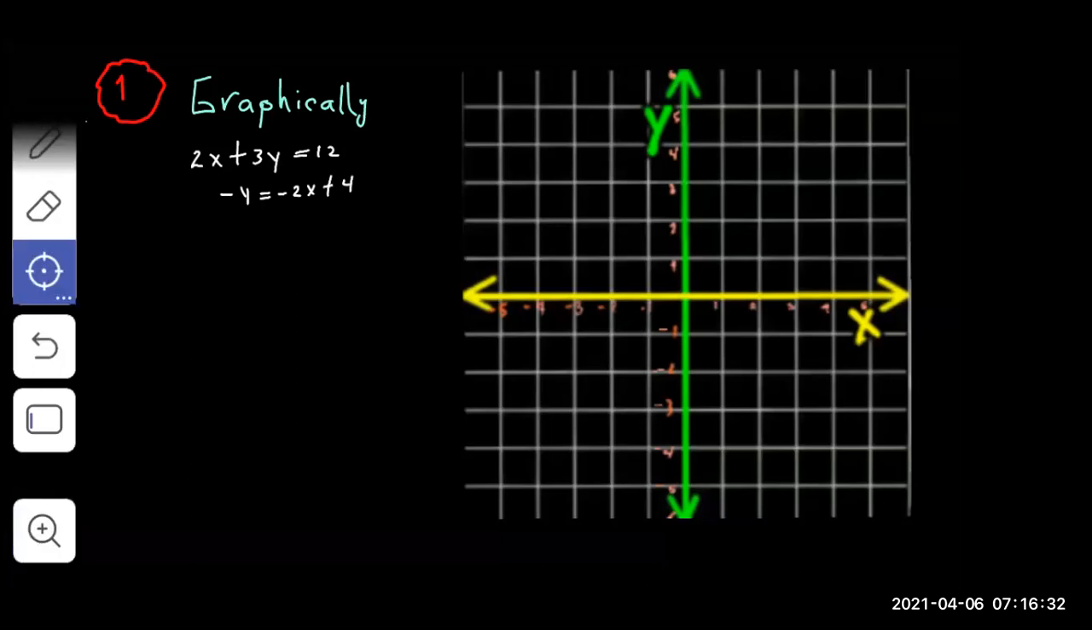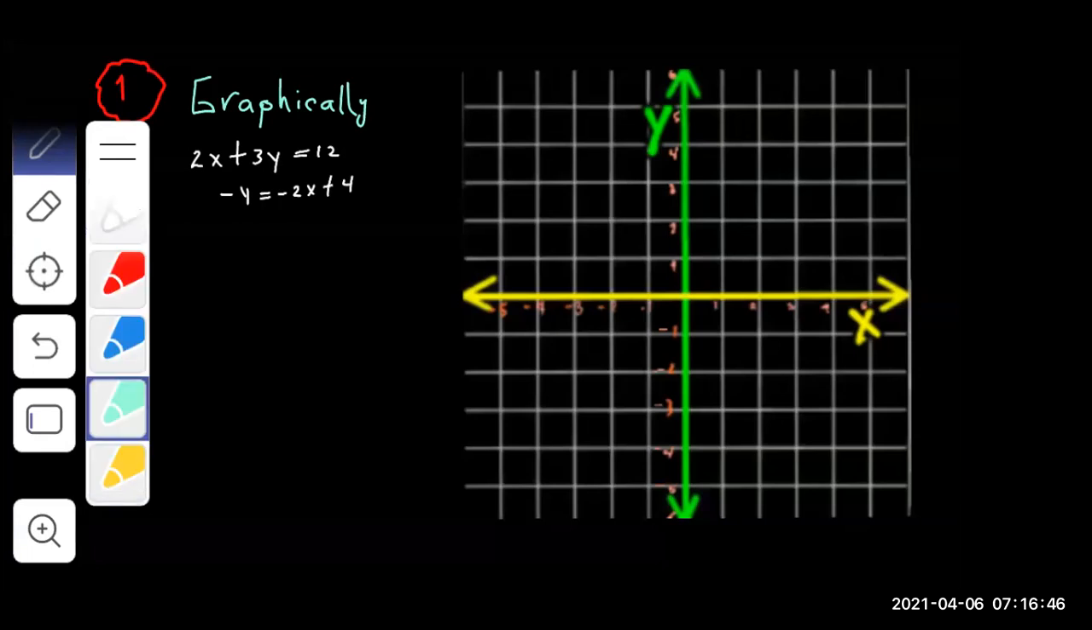Okay, let's focus on this particular example. We are asked to solve this system of linear equations, two equations, two variables, graphically. We need to graph. Let's label this. I have two equations. This is my first equation, and this is my second equation. Okay, let's get down to work.